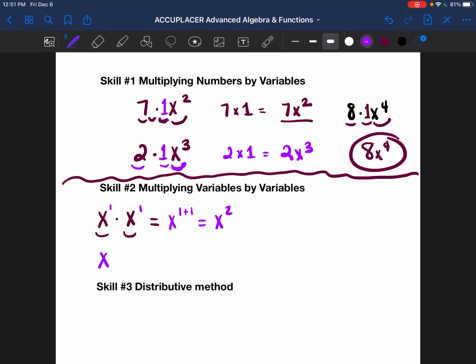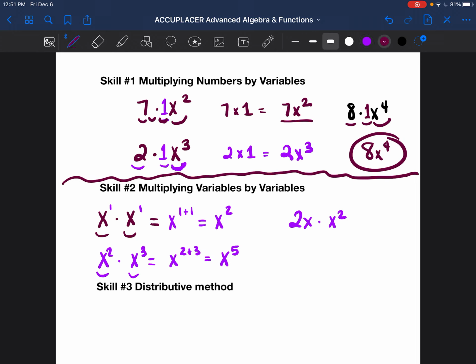Okay, what about x squared times x to the third power? Again, since they're the same variable, same letter, you just add the exponents. The answer would be x to the fifth. Okay, so let's just add a number in there just to take it to the next level. So say I had 2x times x squared. What do I do here?